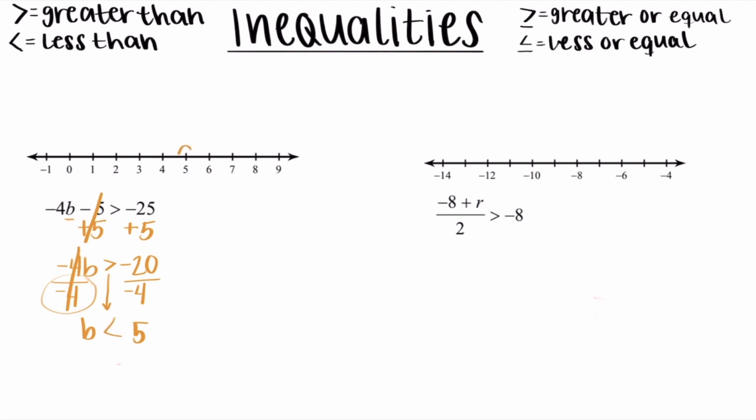So to graph this, we're going to go to positive 5. It is going to be an open circle because it cannot equal 5. And it's saying b is less than 5. So anything that is less than 5 would be a solution.